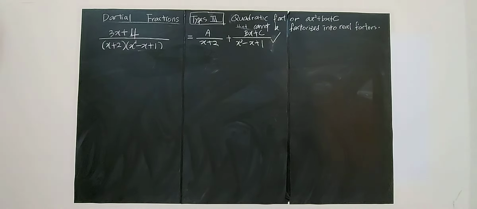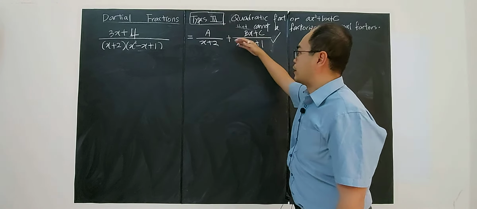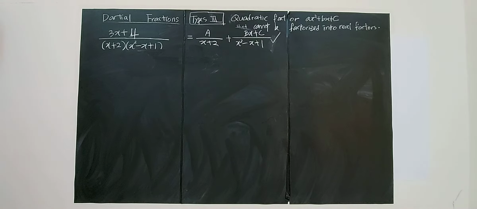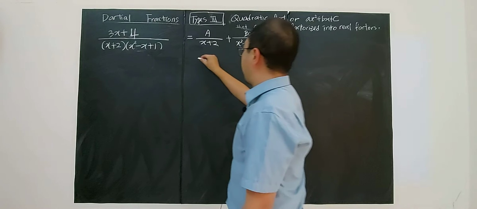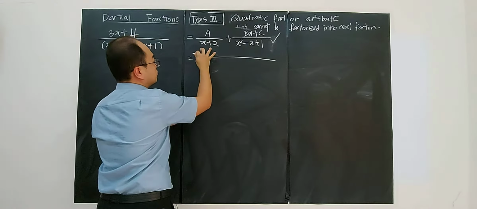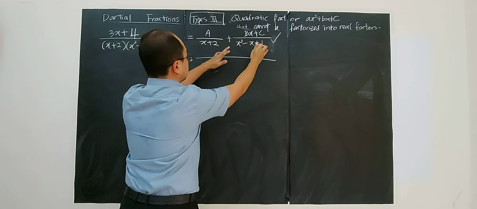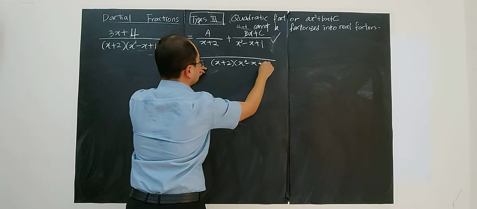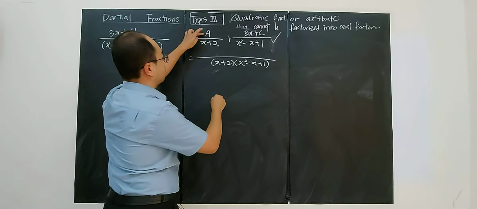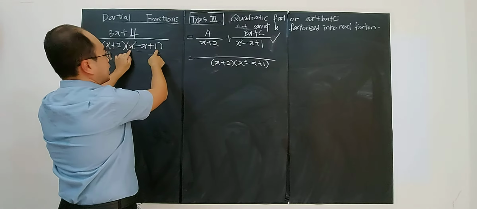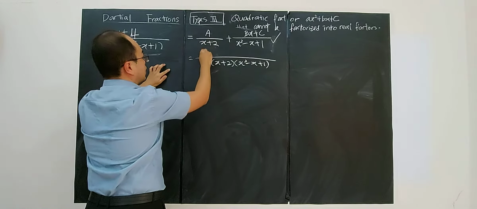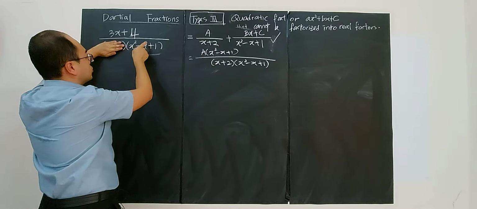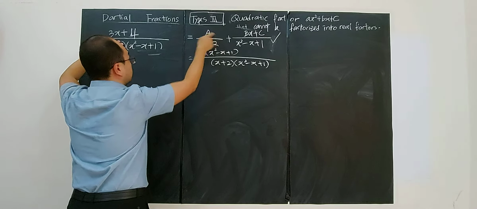So this is the form, type 3. But the way you carry out to find the values of a, b, and c is still the same. Let's look at this. I have to recombine these two fractions by multiplying x plus 2 with x squared minus x plus 1. So a also you have to multiply with x squared minus x plus 1. You multiply both by this one.